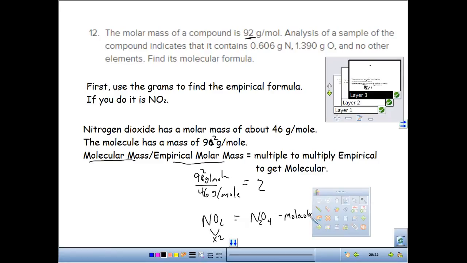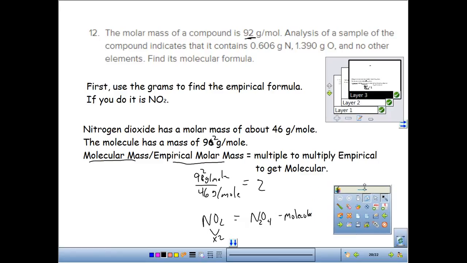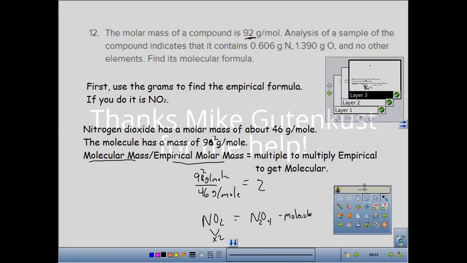So basically, hopefully what you've learned is for the empirical, we go percent to mass, mass to mole, divide by smallest, multiply to whole. That will get us the empirical. To get the molecular formula, find the empirical first. You want to divide the molecular molar mass by the empirical. Use that whole number to multiply the subscripts to get the molecular formula. Take time to go back and take notes, but these steps work 99.999% of the time.